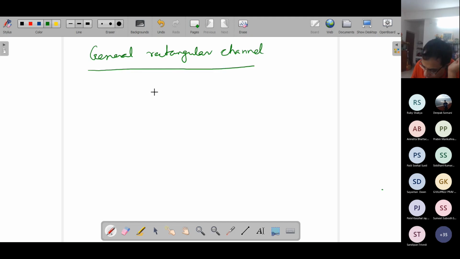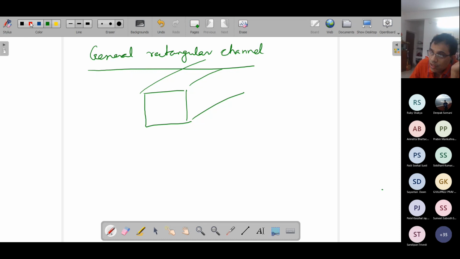It means that you have a channel with a cross section like this. The channel is axially this way, so the axial direction is still x. In the cross section, this is y, this is z, and this is x. Earlier it was the xy plane, but now the z direction is also important.